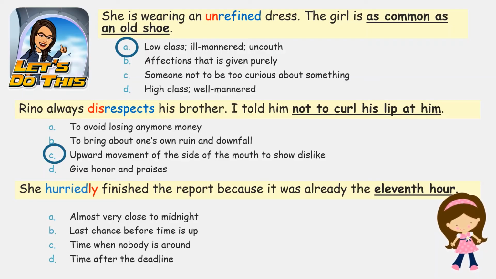But always consider the clue that we have here. Hurriedly. It means that you're doing things very fast. And why is that so? Well, it's the 11th hour. So, if it is the 11th hour, it means that it is the last chance before time is up.